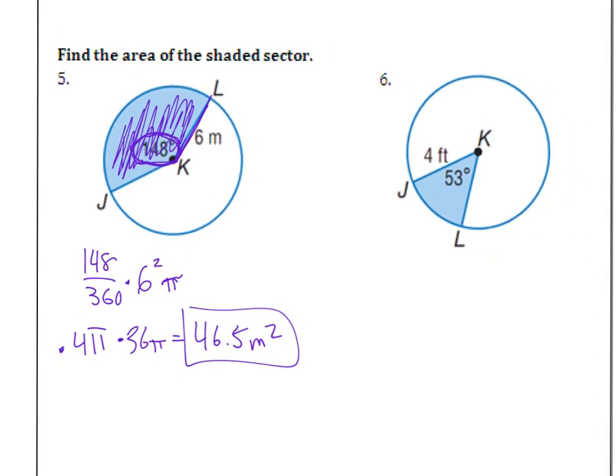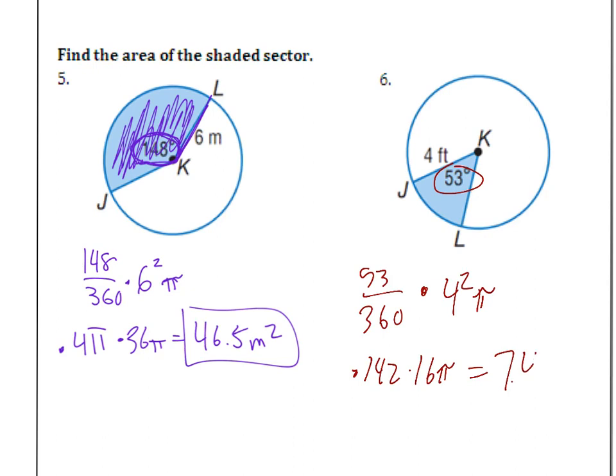All right. So over here, you notice I have a significantly smaller amount. So my answer should be small. So I'm going to take 53 over 360, multiply it times 4 squared times pi. So 53 over 360, 0.1472 times 16 pi should give me 7.40 feet squared.